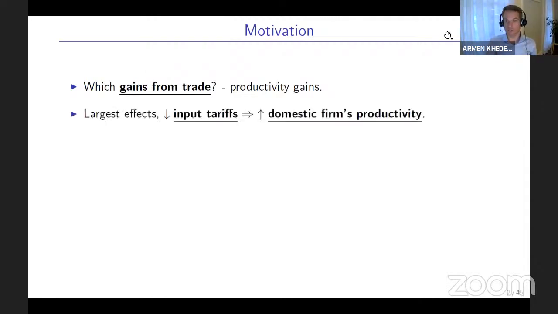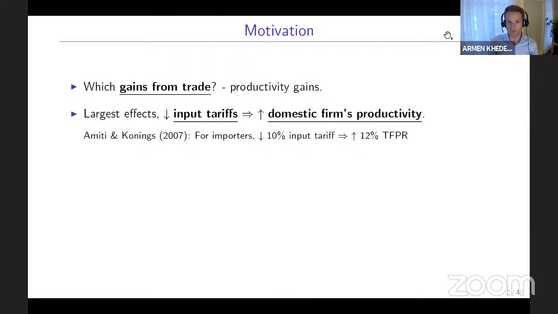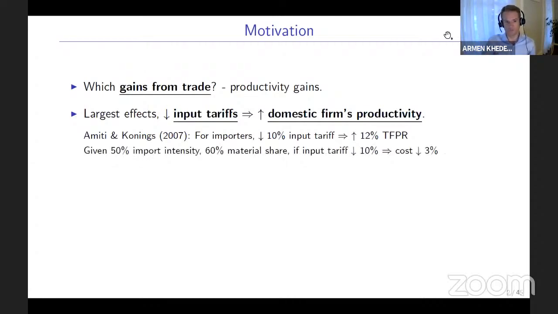In particular, some of the largest effects have been found in response to reductions in input tariffs. And by input tariffs, I mean the tariffs that firms are actually paying on their inputs, as opposed to the tariffs that foreign firms need to pay in order to access the domestic market. So, for example, in their seminal paper, Amiti and Konings find that for importers, a 10% reduction in tariffs leads to a 12% increase in TFPR.